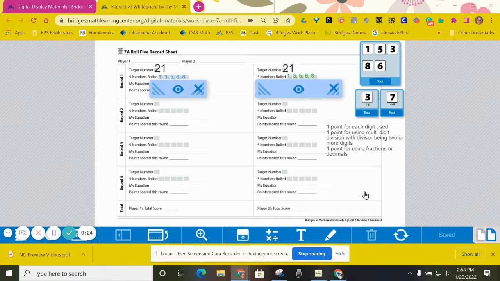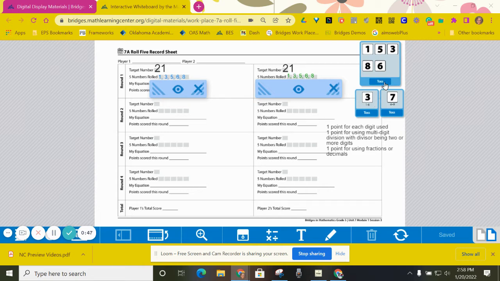So we're going to start out this game by rolling a 1 through 6 die and a 4 through 9 die. I did that for us already. Then I multiply the two numbers together to find my target number, and that is 21. So each player would record the 21 at the top of their record sheet right here.